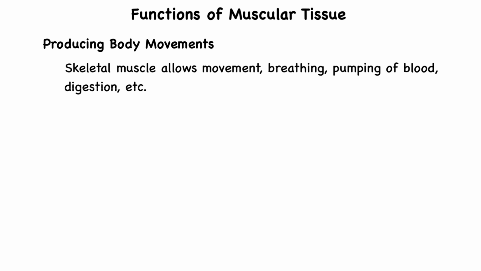Let's talk about the functions of muscular tissue. One of the functions of muscular tissue is producing body movements. Skeletal muscle allows us to move from place to place, move different parts of the body, and allows us to breathe. If we're talking about cardiac muscle, we can talk about how the heart pumps blood to deliver oxygen and nutrients all over the body.